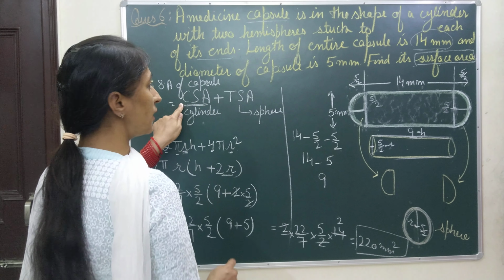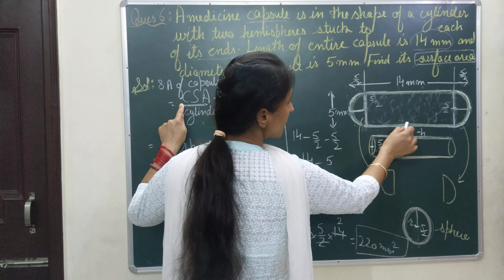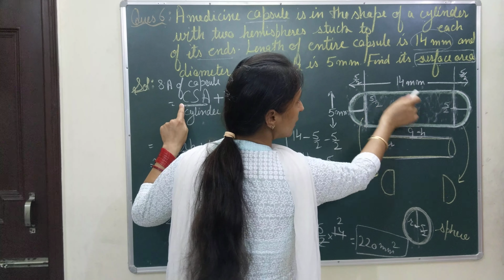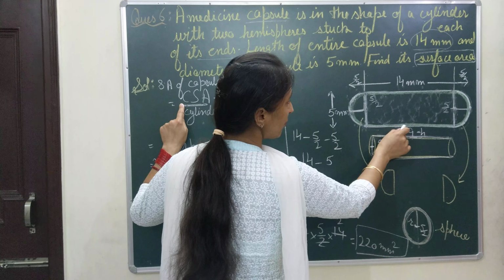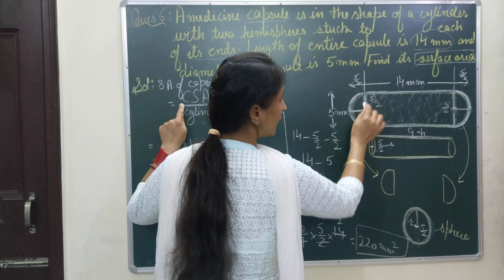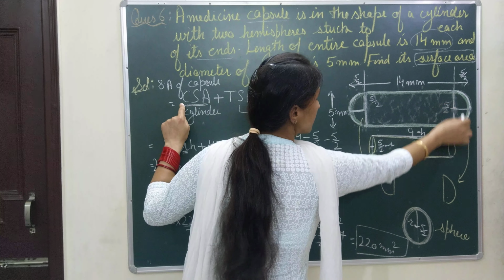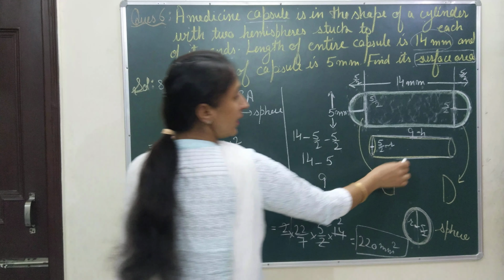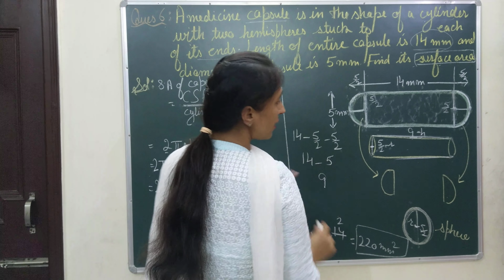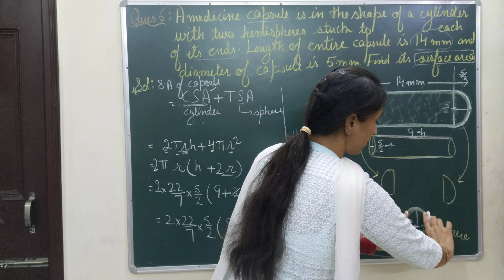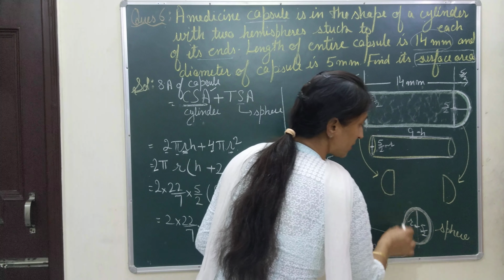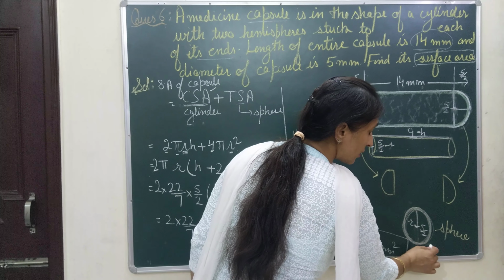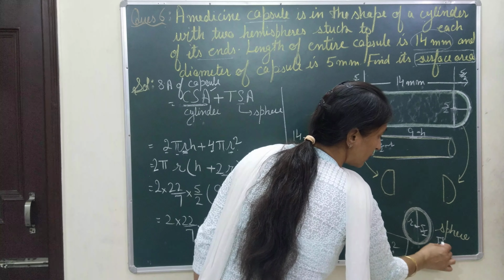So I have taken curved surface area for the cylinder, as I can touch only the outer portion of this cylinder, not these circular ends. So I am taking 2 pi r h, the curved surface area of the cylinder. And why am I taking total surface area? Because when I join two hemispherical ends, a complete sphere is formed. Therefore, I am taking the total surface area for this sphere.